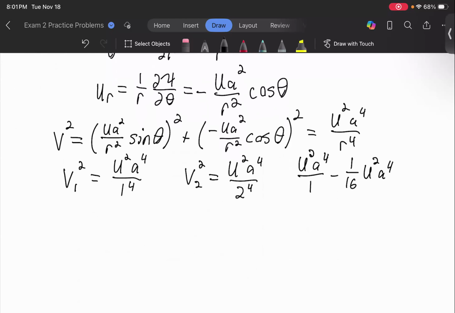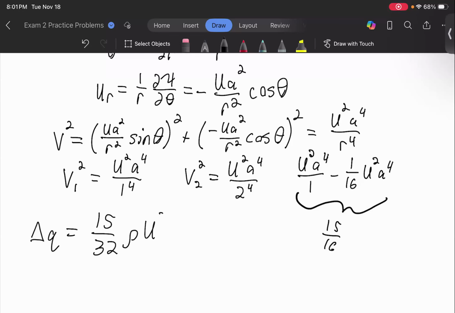There is one caveat, right? What we actually had to find was the change in Q. So there's a 1/2 out in front, and the density. So what we're going to get for this is 15/16 over here, right? So we end up getting 15/32 rho u squared a to the fourth. That's the answer.